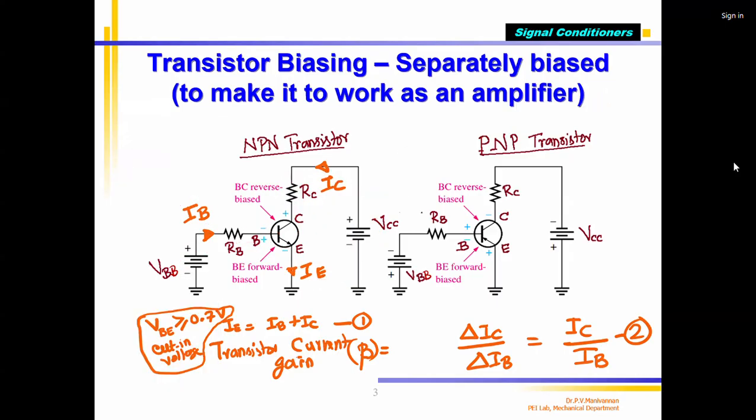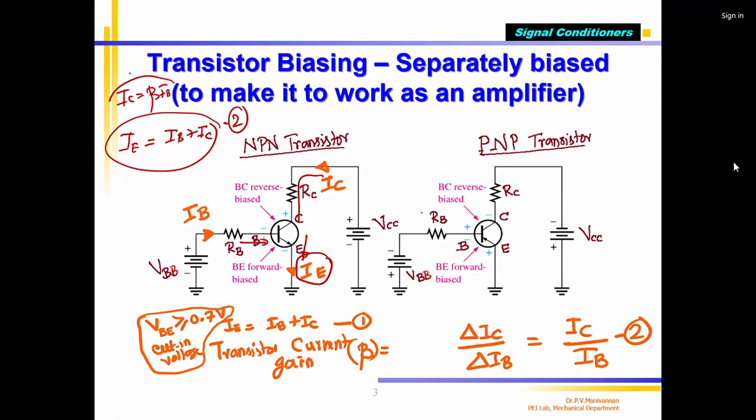That's what is shown here. This current is entering here. The total current is coming out. This is called IE, the emitter current. IE equal to IB plus IC. This is the second relationship. First relation, IC equal to beta times IB. So this is how the transistor is working as an amplifier.